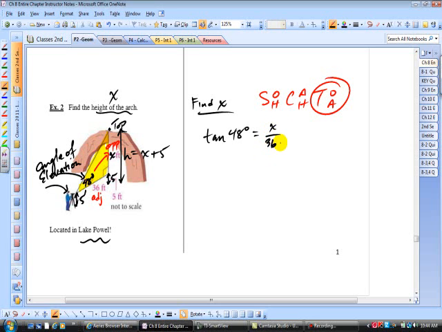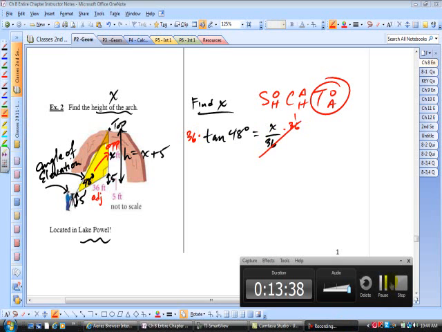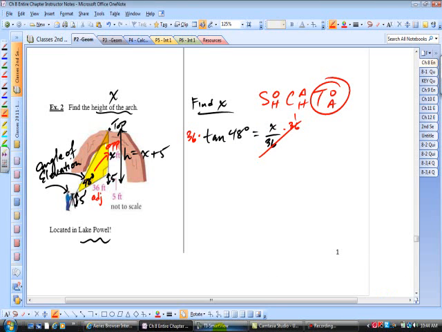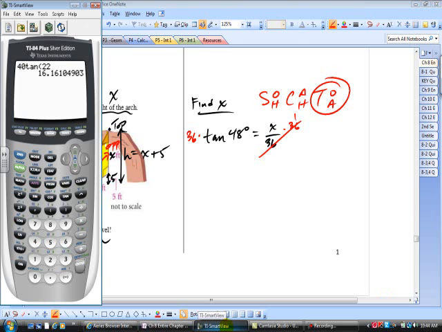Now speak up if you have questions, because I don't want to go too fast and I don't want to lose you. At this point, there's your setup. To solve for x, we have to multiply both sides by 36. Show simplifying there. 36 divided by 36 is 1. Let's go to the calculator. Let's take 36 times the tangent of 48 degrees. And let's round this to the nearest thousandth.